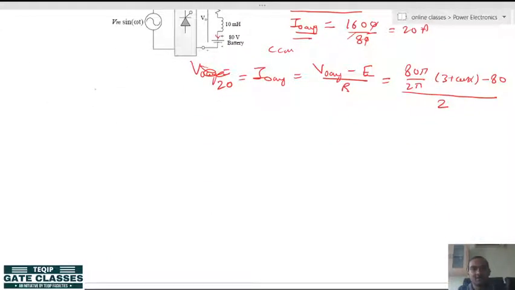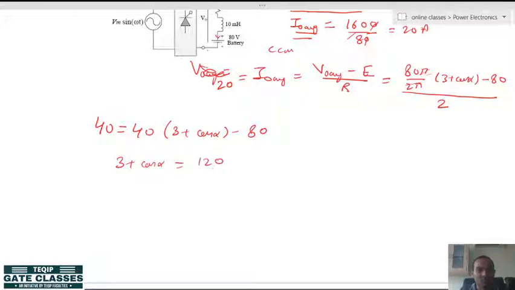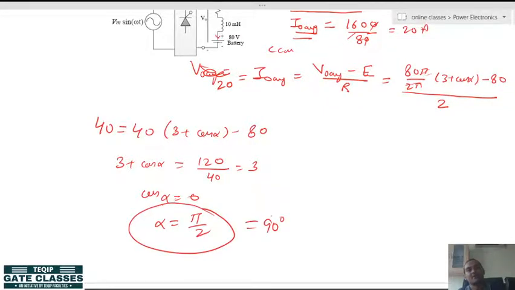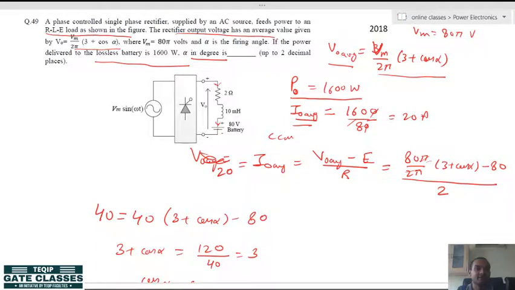So, let us solve. It will come around 40 equals 40 (3 plus cos alpha) minus 80. If you solve it further, 3 plus cos alpha is equal to 120 over 40. I think I am doing right. Yes, it is correct, equal to 3. It means cos alpha is equal to 0, which means alpha is equal to pi by 2 or 90 degrees. He has asked in degrees, yes.